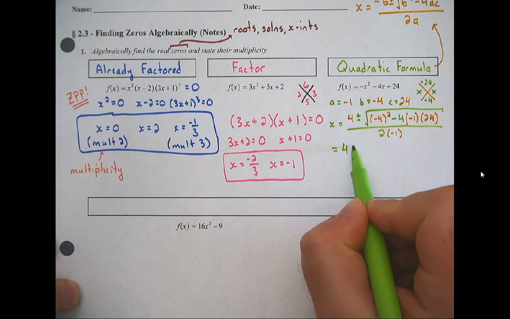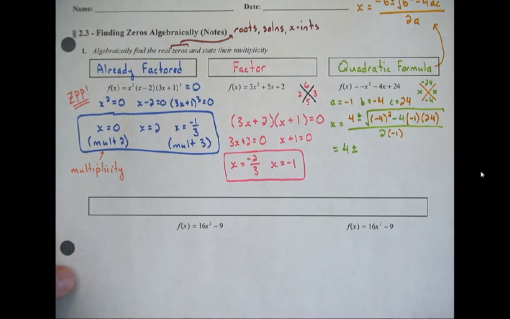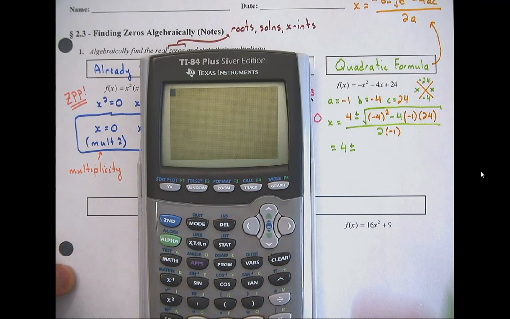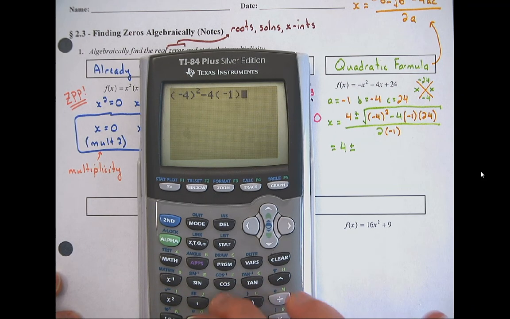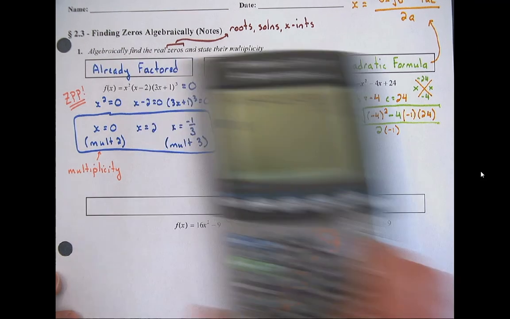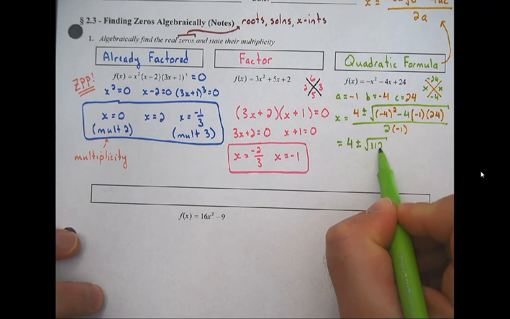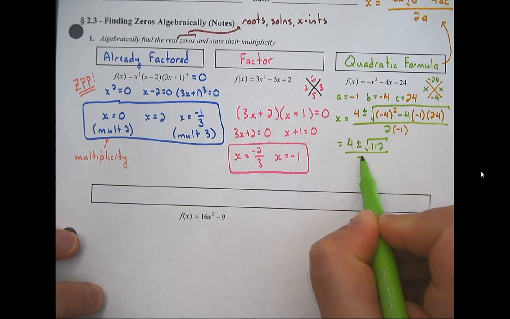Start off with cleaning up what's under the root. So I'm going to do not the root, notice. I didn't say do the root, do what's under the root. So that's the negative 4 squared. Subtract 4 times negative 1 times 24. You should get 112. So now I'm doing 4 plus or minus the square root of 112 over 2 times negative 1 is negative 2.